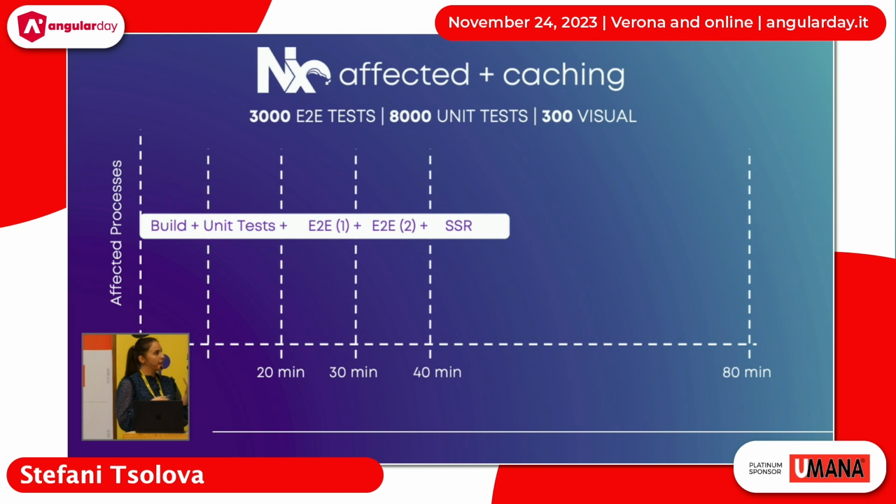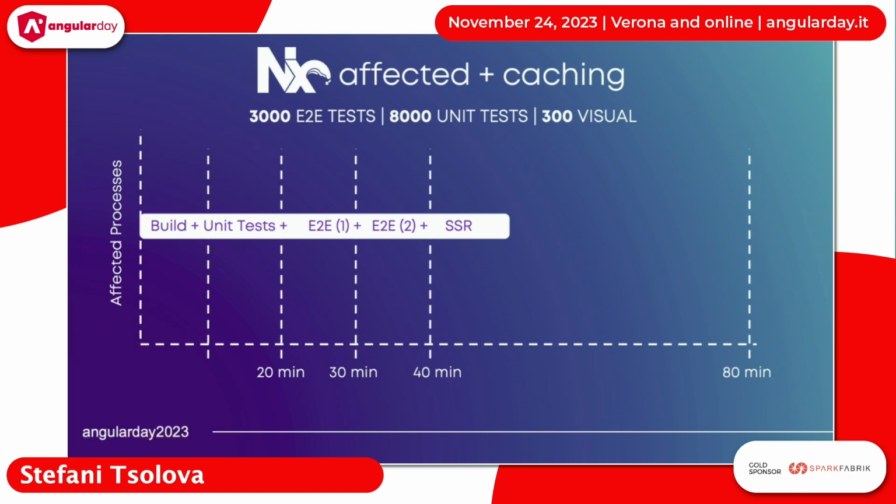Enabling the caching and the affected command of NX reduced the number of tests and the packages that needed to be rebuilt to only those that were actually affected as a consequence of our change there. And that reduced the time to 50 minutes or an hour, which was honestly still a lot.